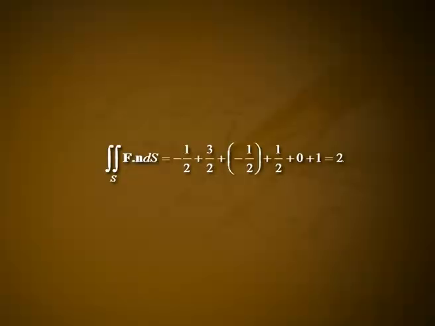Adding all the above, we have double integral over S of f dot n dS is equal to -1/2 + 3/2 + (-1/2) + 1/2 + 0 + 1, which is equal to 2. In this session, we have defined surface integrals of vector fields. We have also discussed the idea of oriented surfaces. The method of finding surface integrals of vector fields has been described in this session. Before concluding the session, try the following assignments.